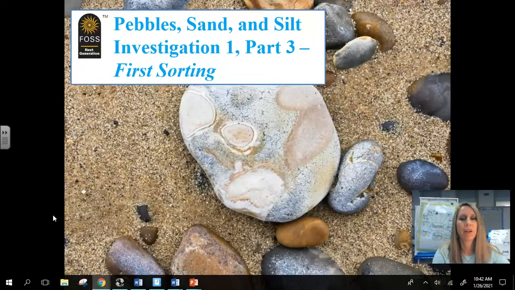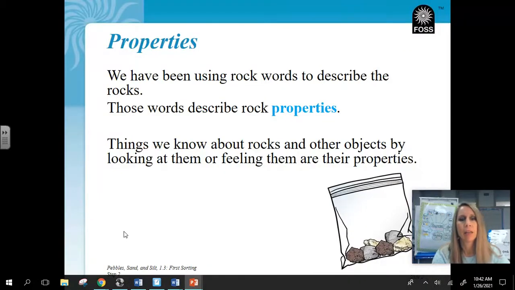Today we are starting on part 3 of our first investigation with our rocks. This is going to be a sorting activity. We've been using rock words to describe our rocks. Those words describe the rock properties. We've talked about the color, the size, the shape, hardness.